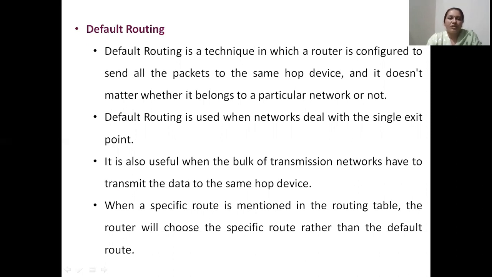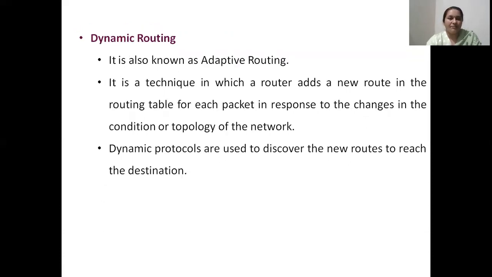When a specific route is mentioned in the routing table, then this default router can also choose a specific route rather than the default route. Generally, the router picks the default route for data transmission. In special circumstances, sometimes a specific route has to be followed, which is mentioned in the routing table. In that case, the router can switch over to the specific route as well. If no specific route is given, then the default route will be taken by the router.